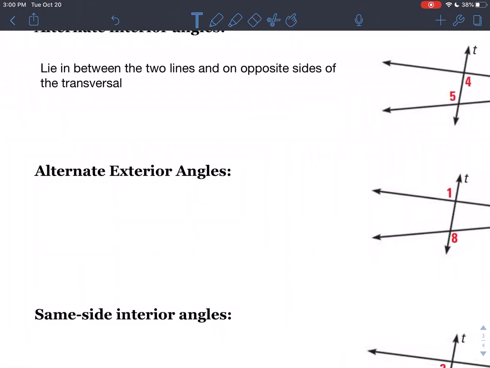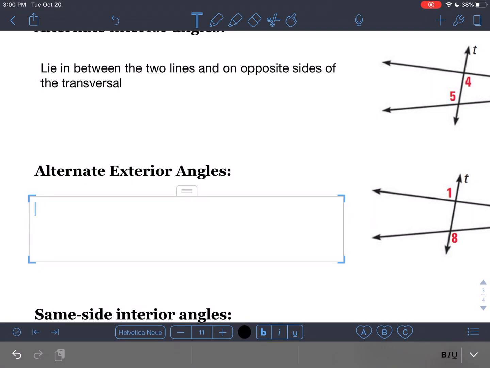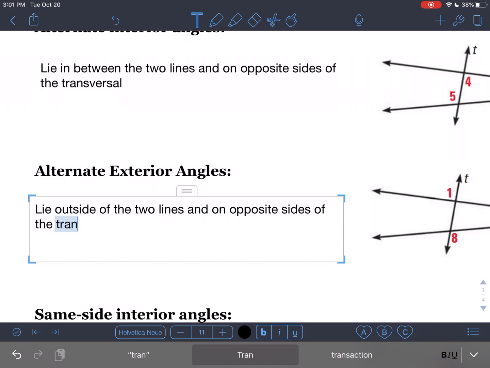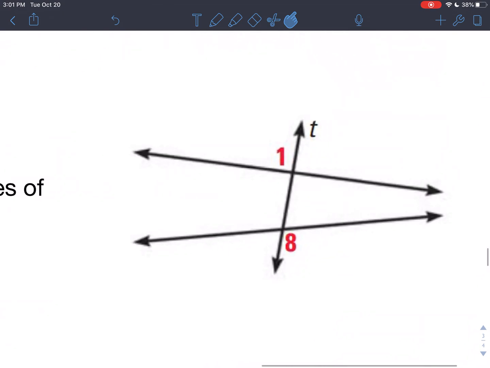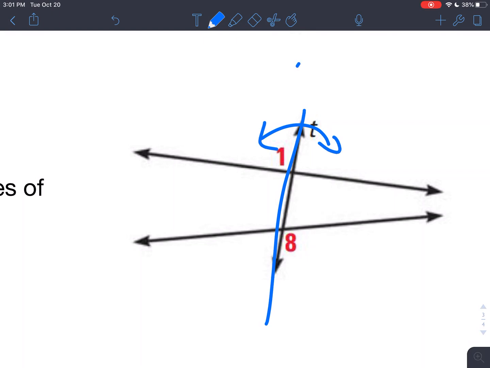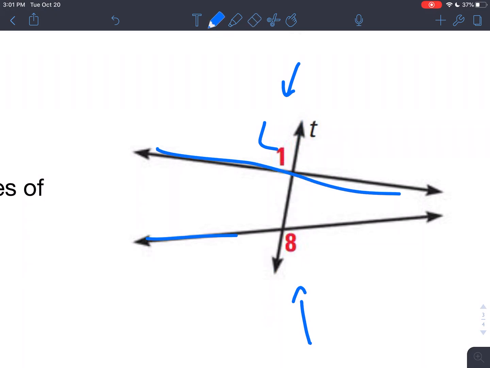Alternate exterior angles have a similar definition. They still alternate. They're still on opposite sides of the transversal, but now they're not in between the two lines. They're outside of the two lines. They lie outside of the two lines and on opposite sides of the transversal. Let's zoom in. So I have 1 and 8 here. They're on opposite sides of the transversal T. One's on the left, one's on the right, and they exist outside of these two lines. So they're alternate exterior angles.